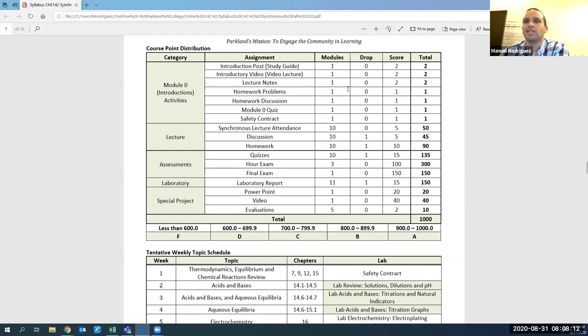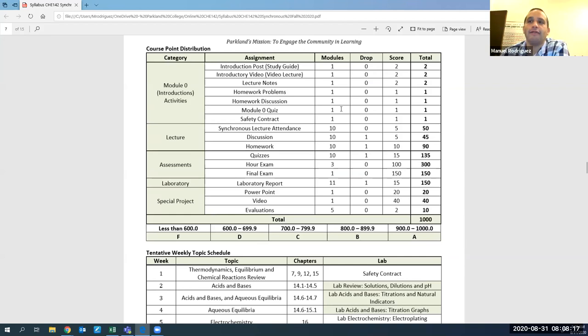In general, this class has 10 different modules. Throughout the whole semester, we're going to cover 10 different topics. Two of them are actually CHEM 101 review. The first module, module one, is going to be a review of a bunch of different things you need to remember from chemistry 101. So 8 out of the 10 modules are one new chapter. Only two of them are a bunch of chapters which are reviews from CHEM 101. So you will never have to learn more than one chapter from scratch in this semester.